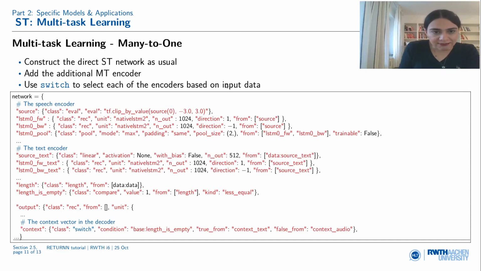Here you can see an example in RETURNN for the many-to-one setup. We construct the direct speech translation network as usual, and then add the text or MT encoder. Then we have a switch layer to select our corresponding encoder, either text or speech. And we need a condition, a Boolean condition, and this comes from our dataset pipeline and indicates from which encoder we have the available data.